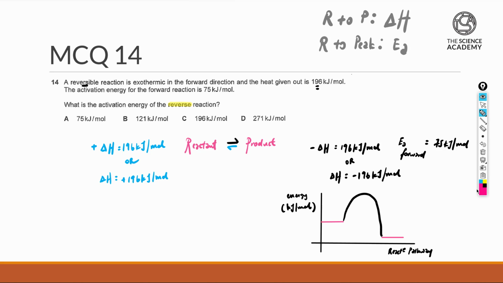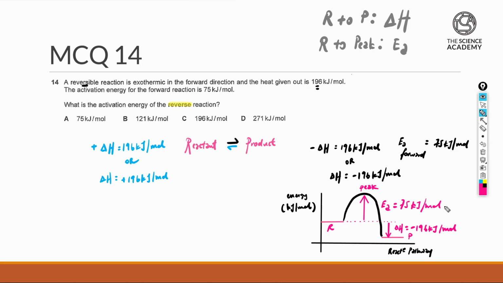So this is reactant and this is product. So doing a general dotted line out here, you will see that R to P, this will represent my enthalpy change. And this will be equal to negative 196 kilojoules per mole. Now the peak of the diagram is found over here. So going from R towards peak, this will represent my activation energy value of 75 kJ per mole.